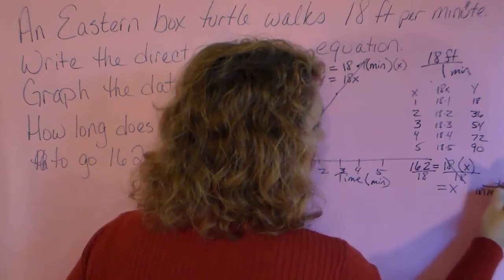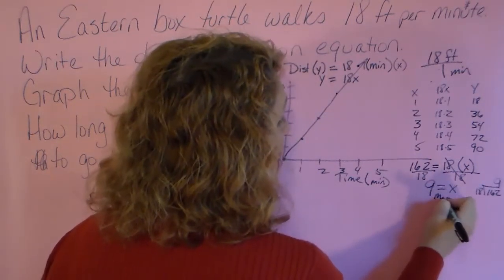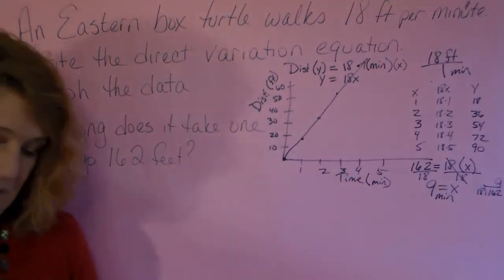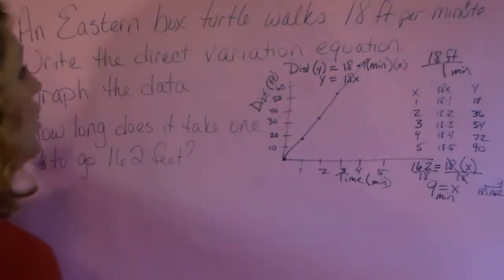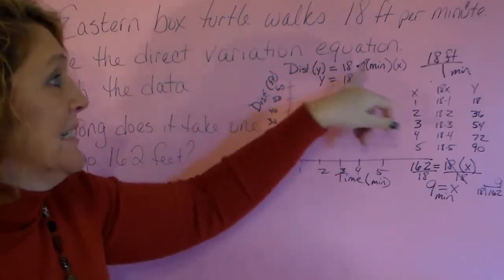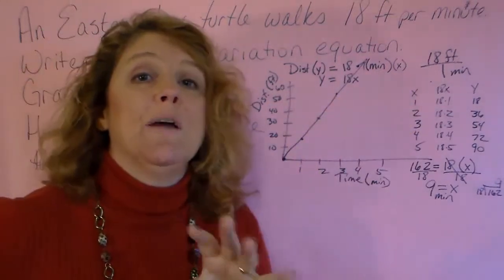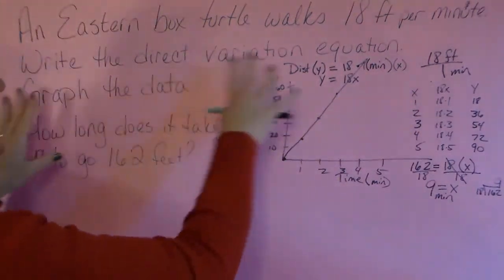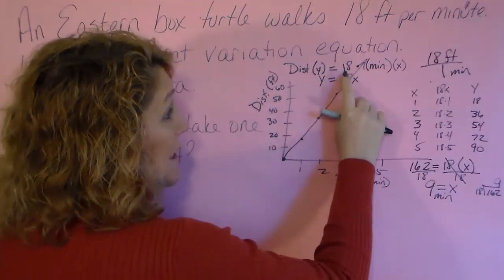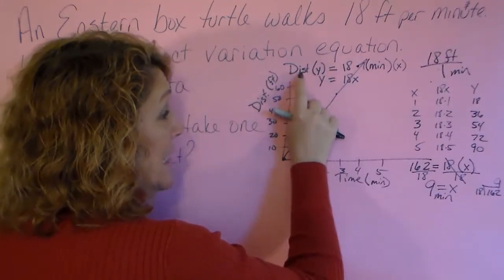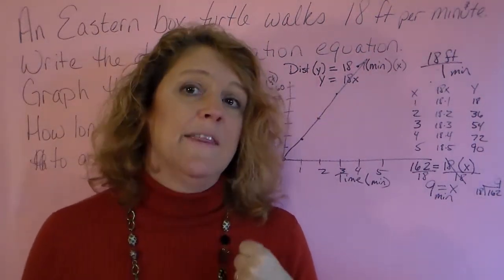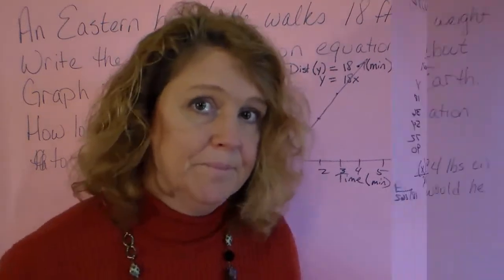It takes 9 minutes for a turtle to go 162 feet, if you can keep the turtle interested that long. Most of your direct variation questions are going to be about distance and time. So I need you to be able to find your distance and your time. This is your rate, how many feet per minute is going to equal your distance. I need you to be able to set up a problem that looks like this, okay?